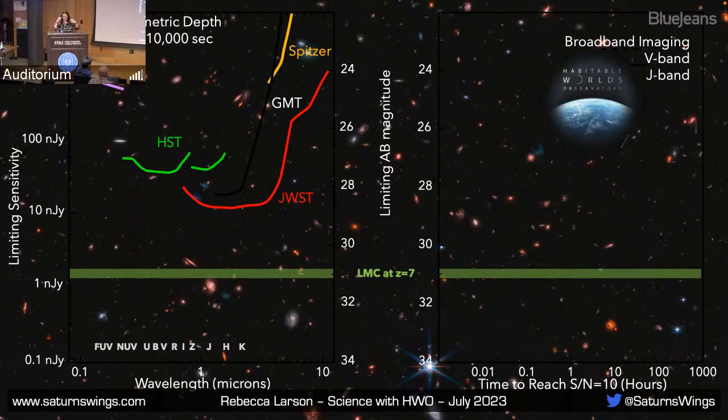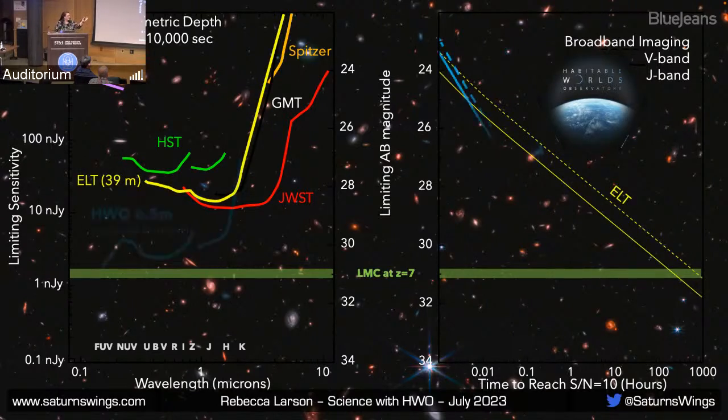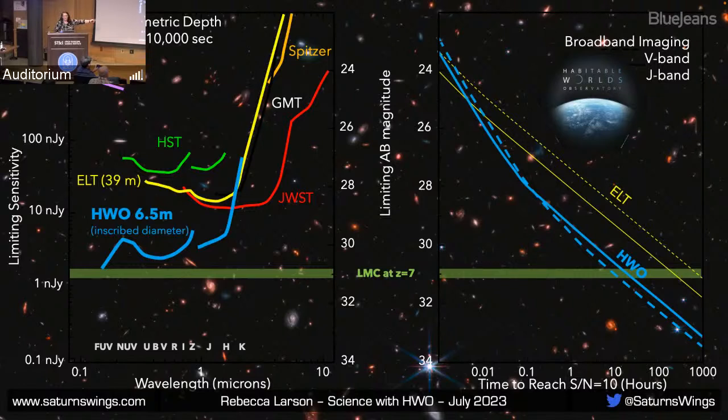So the actual size of our telescope matters for our resolution and our sensitivity, and the ELTs would be doing a great job. But with Habitable Worlds, we're covering a wavelength range at a depth that's insane in all of the best ways. If you assume an 8-meter telescope with a 6.5-meter inscribed diameter, akin to LUVOIR-B, which is where I think a lot of these calculations are coming from. And here on the right-hand side, it's the time to reach a signal-to-noise of 10. So you could get down to 30th magnitude in 10 hours with the Habitable Worlds Observatory, which is impossible without years of observations with any of these other telescopes.